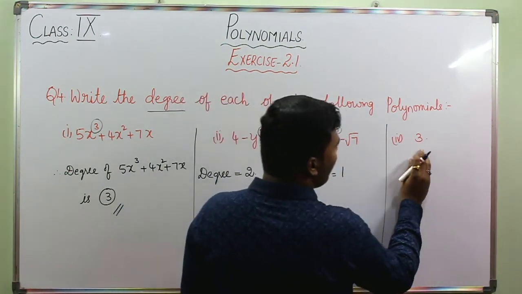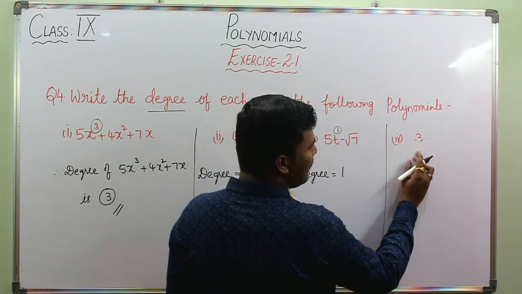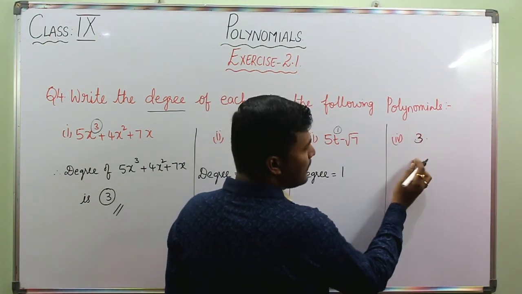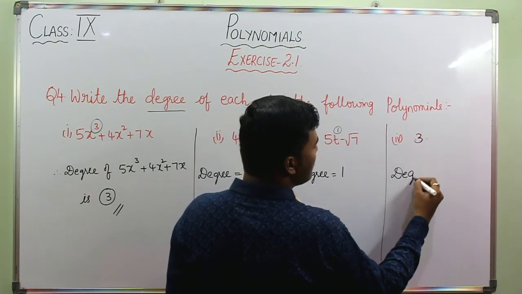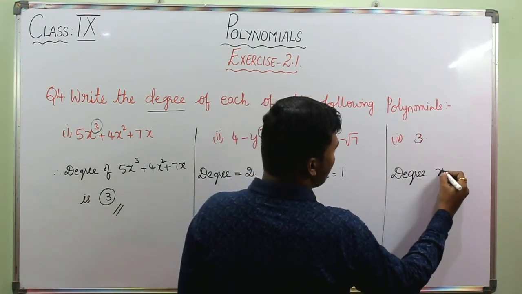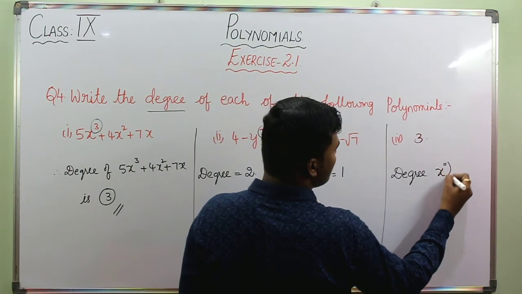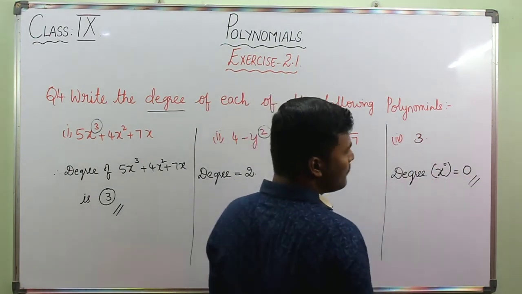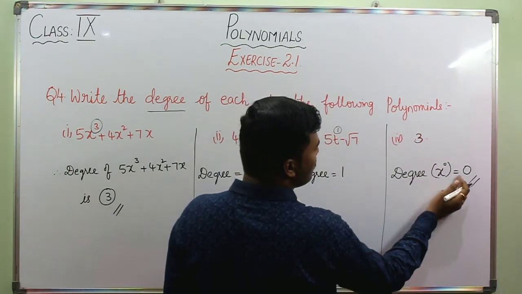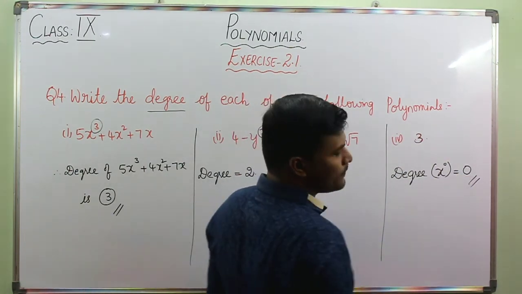And here we are not having any variable. It is only a single digit 3, no variable. So if there is no variable, then its degree will be 0. That is okay, because anything to the power of 0 will become 1, so the variable is not mentioned. So we are writing the degree as 0.